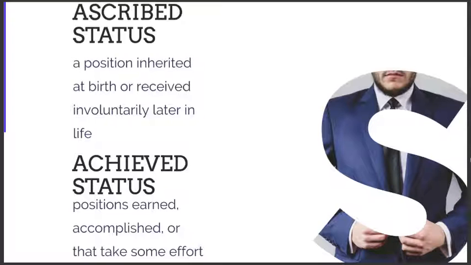Other statuses aren't inherited or given to you. They're things that you accomplish, things that you earn, or things that take some effort. So for example, if you are an astrophysicist, that would be an example of an achieved status because you went to school, went to college, did the work, put in the effort. A friend is an example of an achieved status, right?